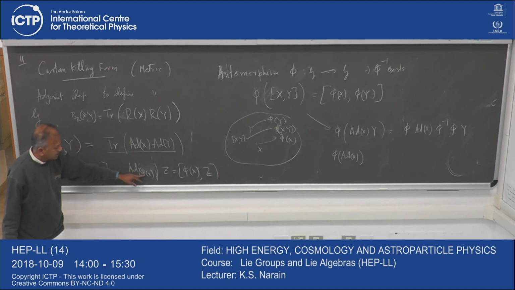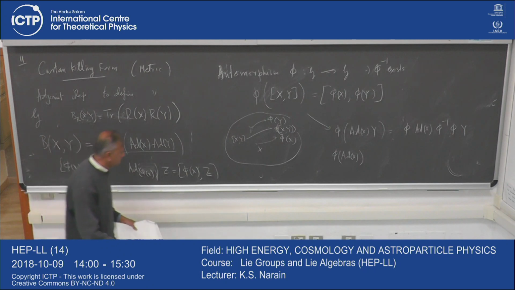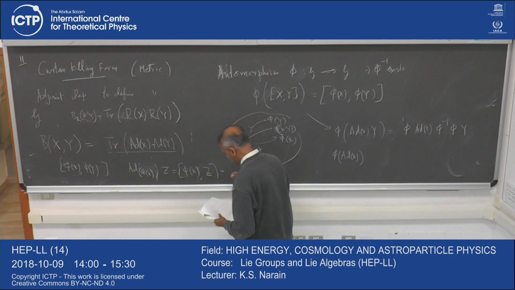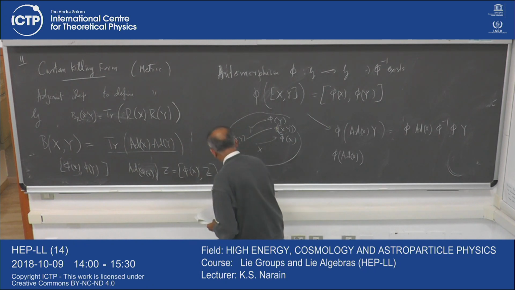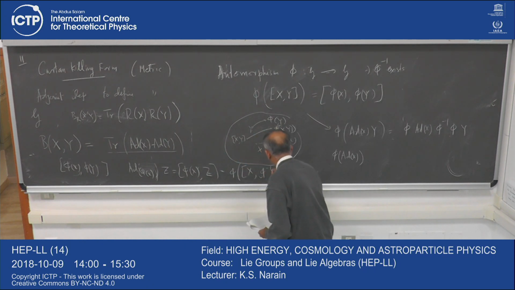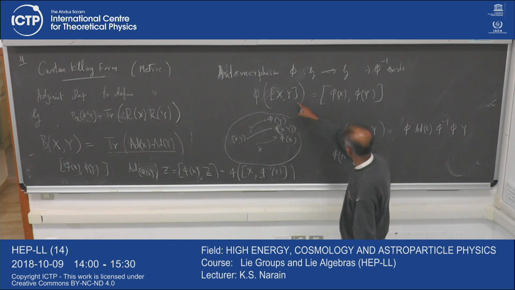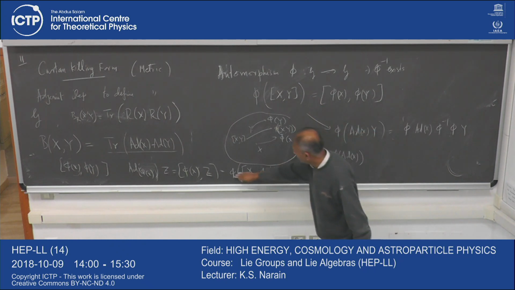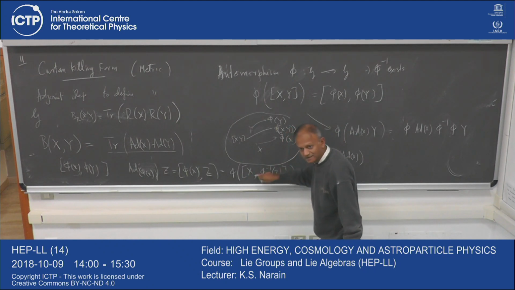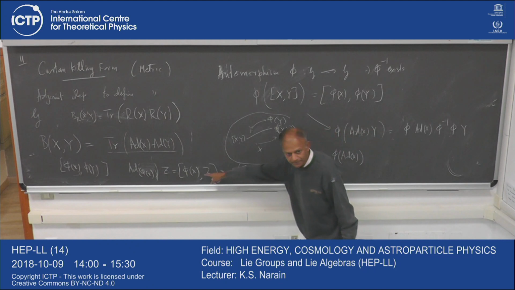I mean, this is in general. Ad of anything acting on z is the commutator of these two things. It's just a definition. But this I can write as the commutator of phi of x with phi of phi inverse z, correct? Because by using the definition of the automorphism, phi of this commutator is the same as the commutator of phi of this with phi of that. But phi phi inverse is 1. Okay? Is that clear?